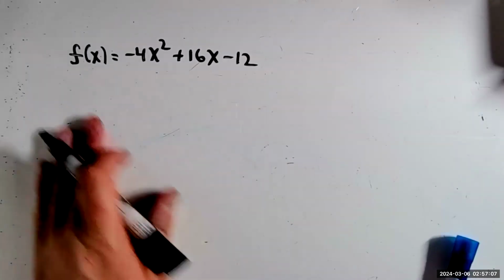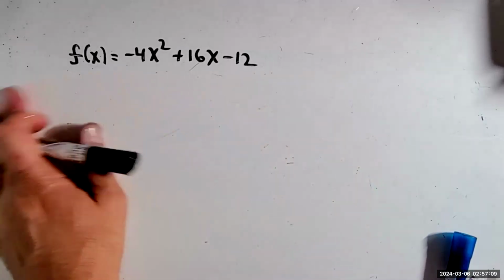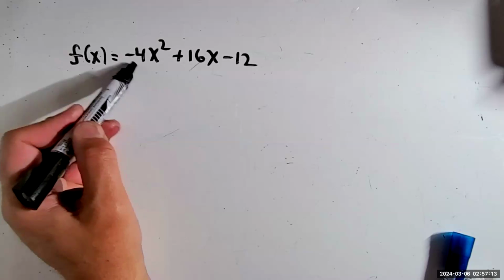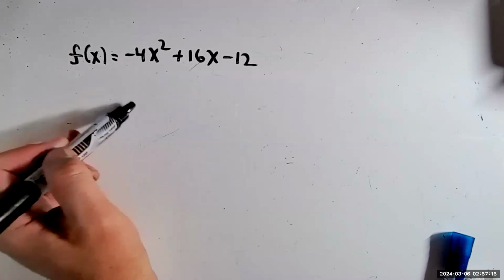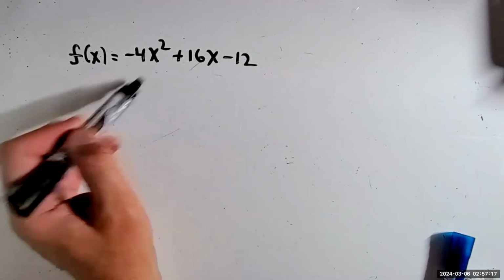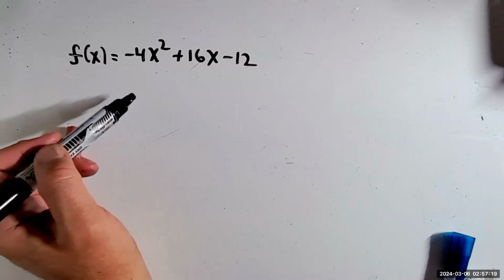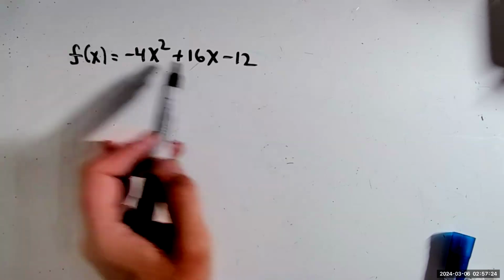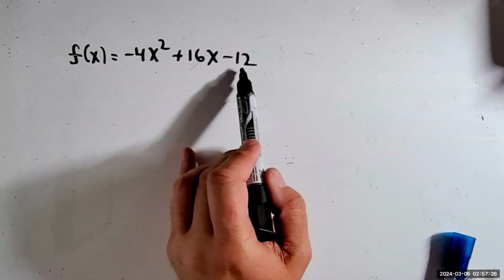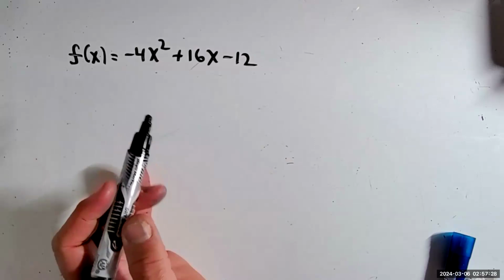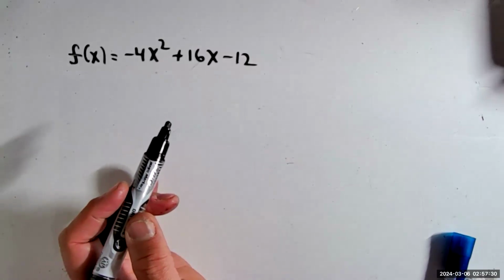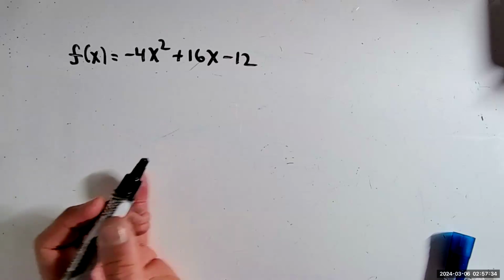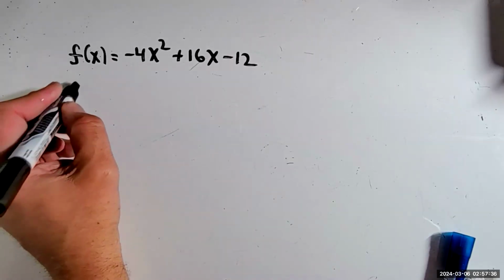Okay, let's try this other one. Very quickly, general form. A, the leading coefficient, is negative 4, so this parabola will be opening downward. So it will experience a maximum. My C is negative 12. This is my y-intercept. Okay, so let's go ahead and write it in vertex form.